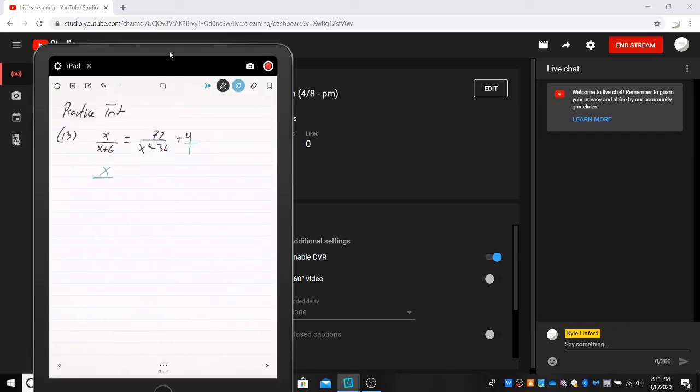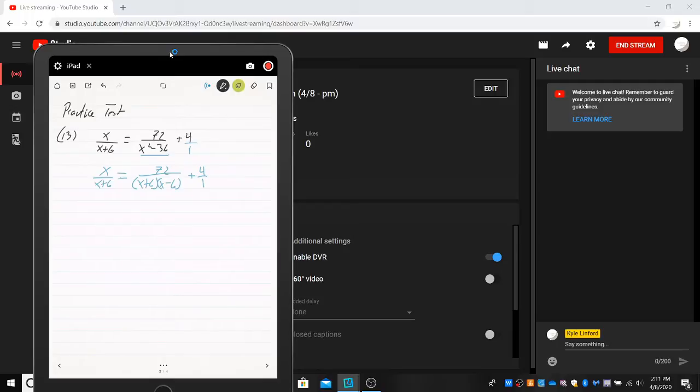I get x over x plus 6 is equal to, now hopefully you notice that this is the difference of squares, x plus 6, x minus 6. So that's what I'm going to represent that denominator as. And then again, I have 4 over 1. So what would my common denominator be? Well, the common denominator is the combination of all of the factors that are in all of the denominators. By that I mean, take the factors from all of the denominators and don't repeat any of them.